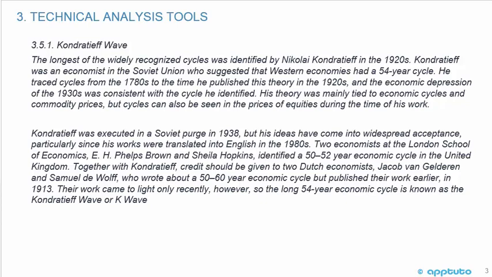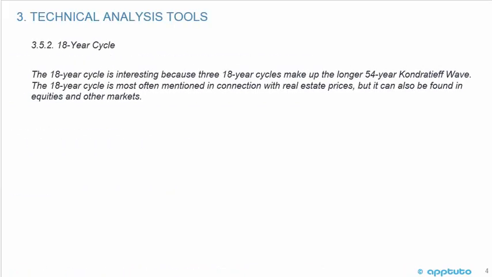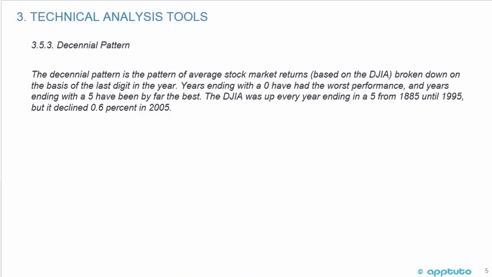His theory was mainly tied to economic cycles and commodity prices, but cycles can also be seen in the prices of equities during the time of his work. The 18-year cycle. The 18-year cycle is interesting because 3 18-year cycles make up the longer 54-year Kondratiev wave. The 18-year cycle is most often mentioned in connection with real estate prices, but it can also be found in equities and other markets.